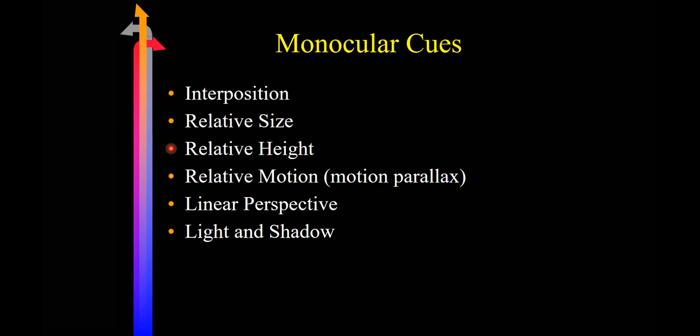Okay. Then there's relative motion. This is as we are in a moving vehicle, we will find things that are closer to us appear to pass much more rapidly than those things that are in the distance. It's also known as motion parallax. We'll see an actual example of that in a minute.